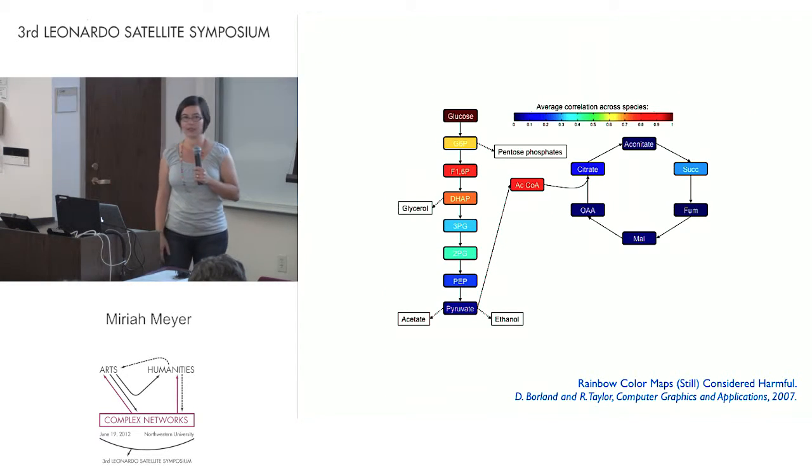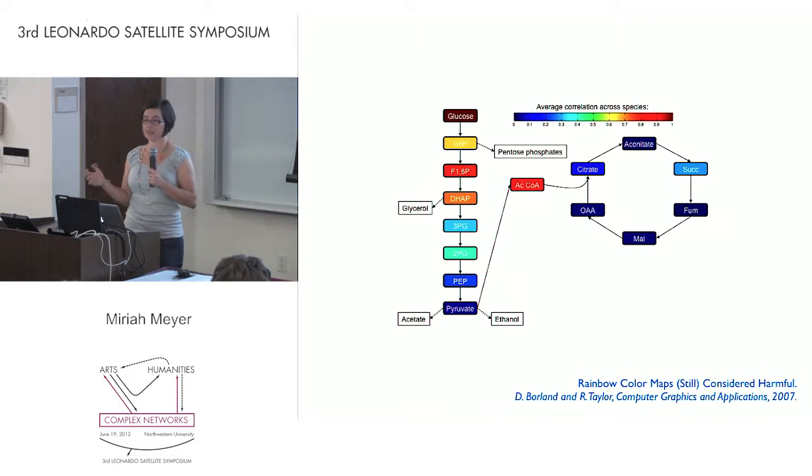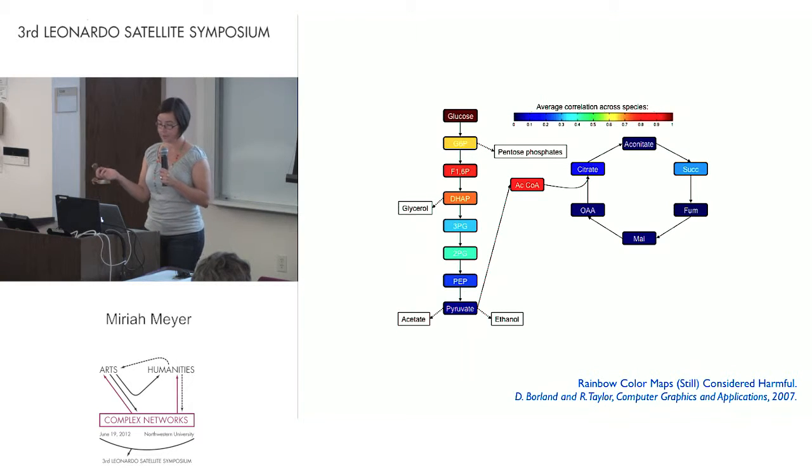This is what led them to computing these similarity scores. They would come up with these more simplified versions of the pathways and then layer the similarity score on top using color.